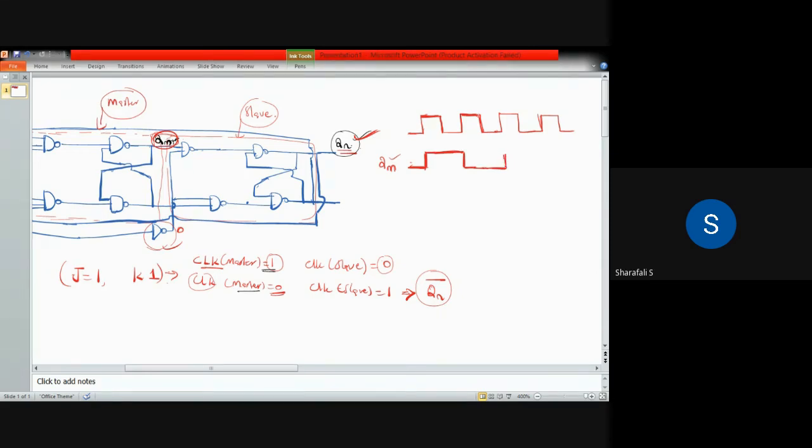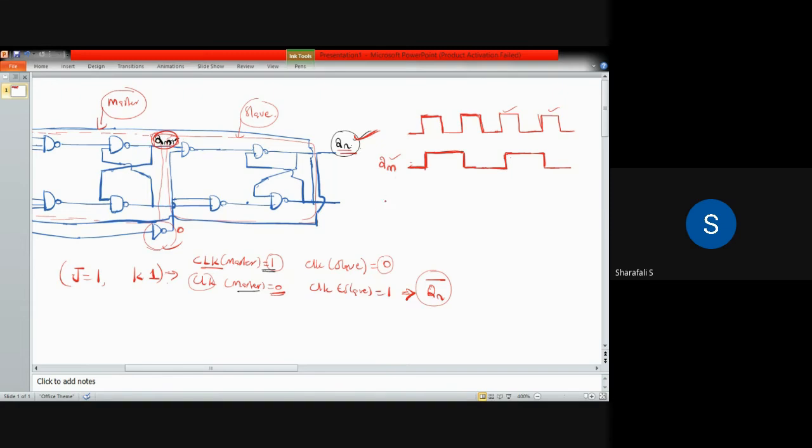When this one comes, it will toggle again to 1, and it will continue in that state until the next high value of the clock pulse. Then it will go to 0 and continue. So this is the output corresponding to Qm, that is for master.